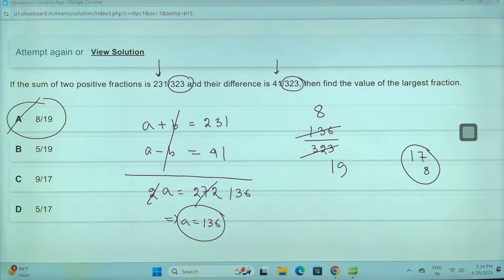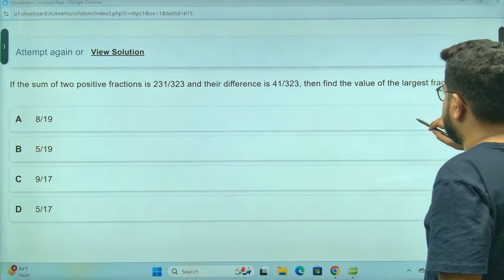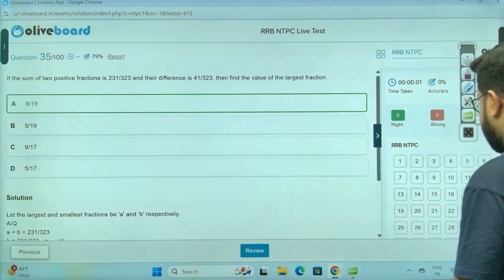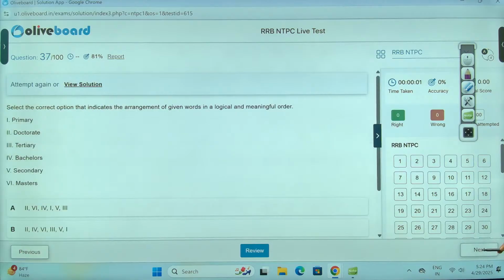Clear, everyone? Option A is your correct answer. Next one.